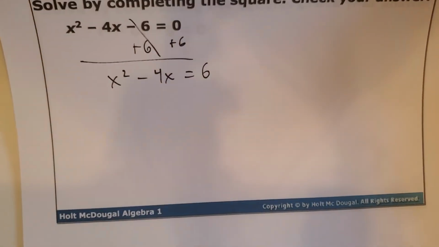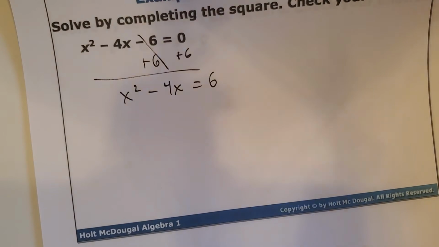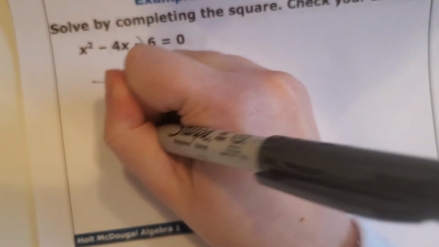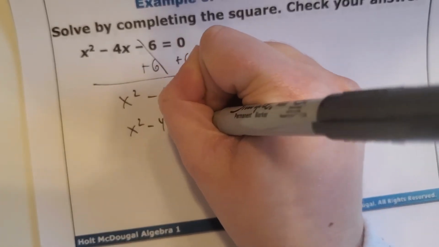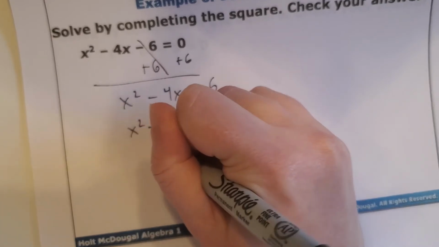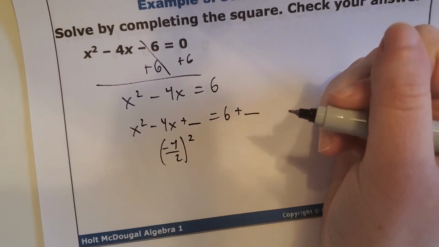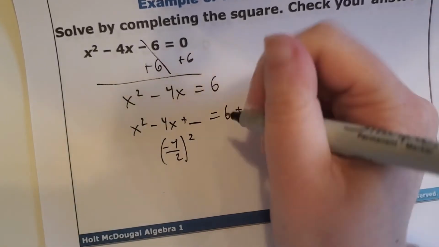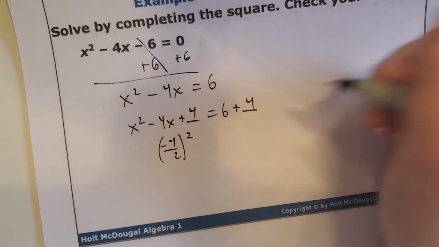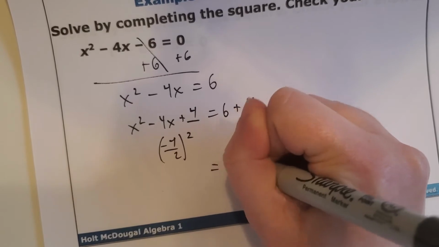And then from here, now that it looks like the format that we want, it's the exact same type of problem that we've been doing for the past several minutes. So we add in those blanks. And then we're going to do negative 4 over 2 squared. So negative 4 over 2 is negative 2. Squared is positive 4. So both of these are going to be filled in with a positive 4. Okay? 6 plus 4 is 10.